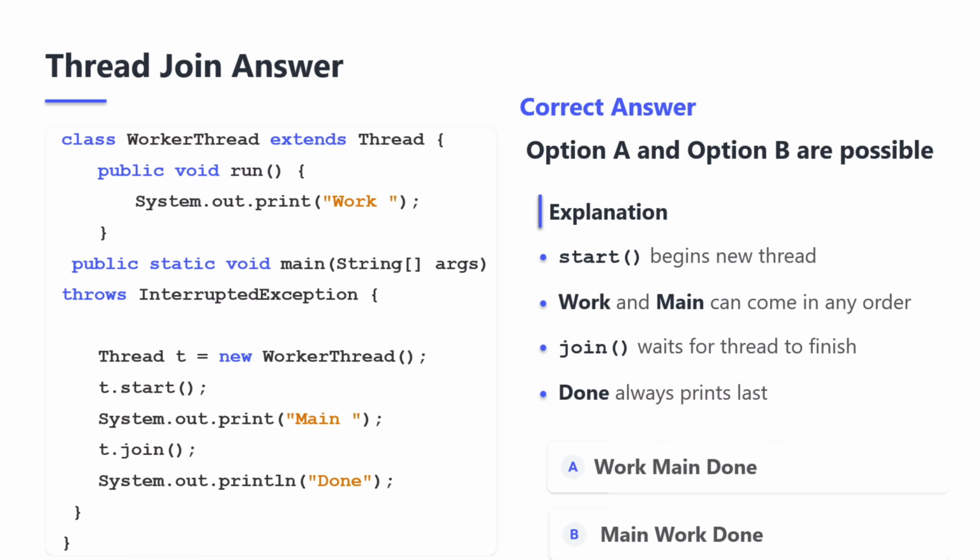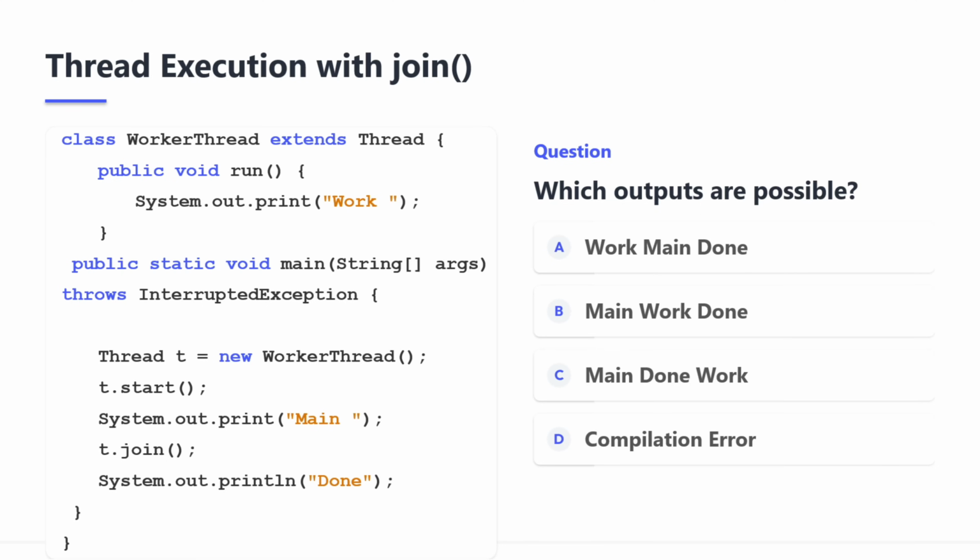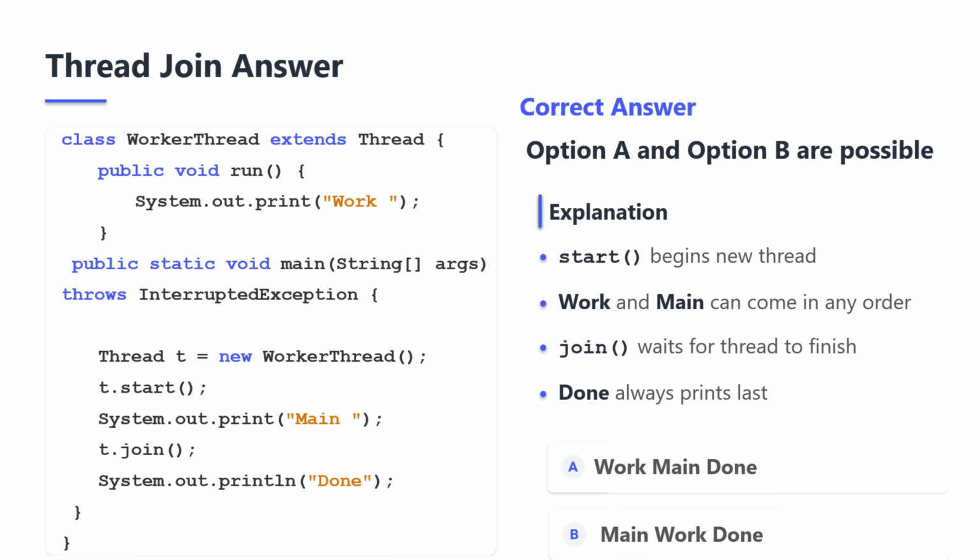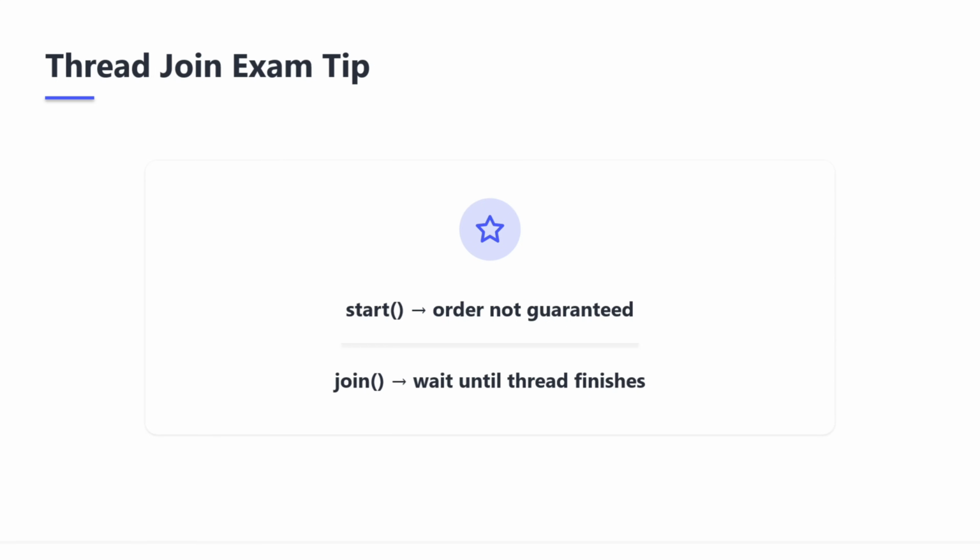Option C is main, done, work, which is not possible because the join method guarantees that the worker thread completes before done is printed. So work must complete before done. Option D says compilation error. There is no syntax error in the code and it will compile successfully. Option A and option B are the right answers for this question. Now you should remember this. With the start method, execution order is not guaranteed. But when it comes to join, the main thread will wait until the child thread finishes the task.